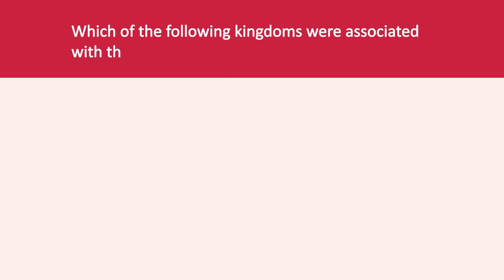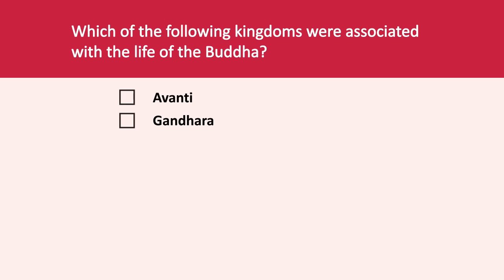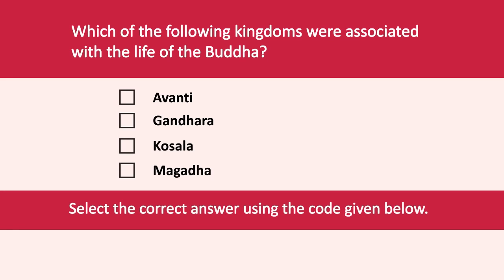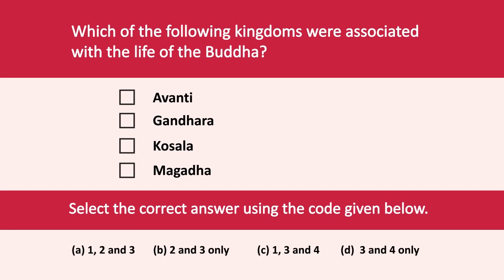This is one representative question from ancient India that was asked in 2015. The question was, which of the following kingdoms were associated with the life of Buddha? The options given were Avanti, Gandhar, Kosal and Magad. Of course, the students were given the choice to pick the correct answer from the code. Now, the correct answer in this case was Kosal and Magad.